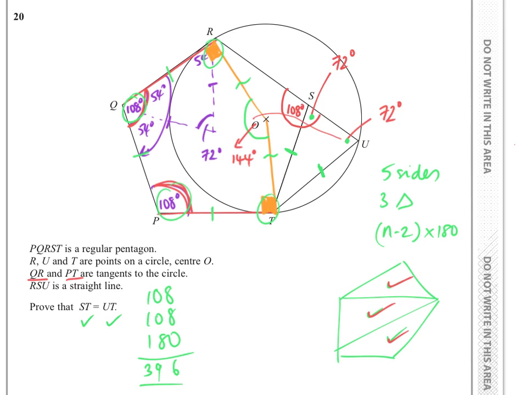So I haven't written anything down there, and in an exam you would try and write down some things like angles in a triangle add up to 180, angles in a pentagon, internal angles add up to 540, angles on a straight line are 180, and so on. You wouldn't just write all of this here because you may lose a mark. So try and write some brief sentences as well in words to justify your workings. But that's the way around this problem, and I hope you understood it.